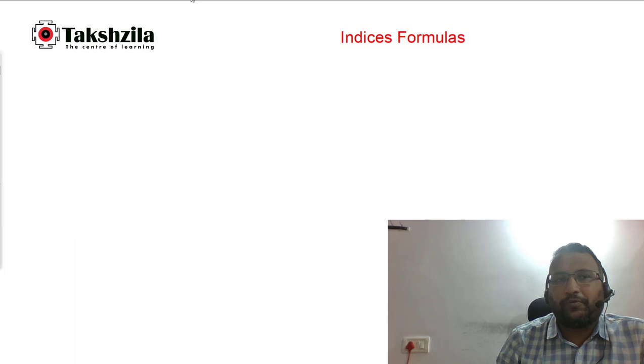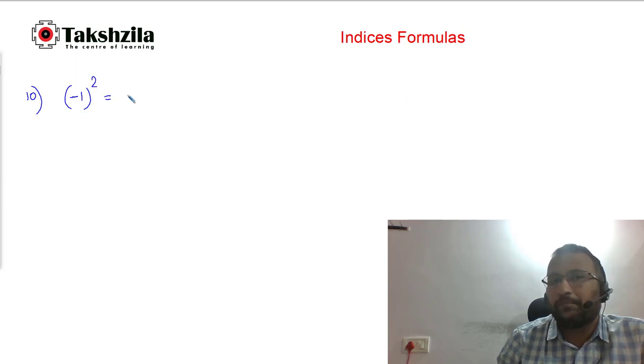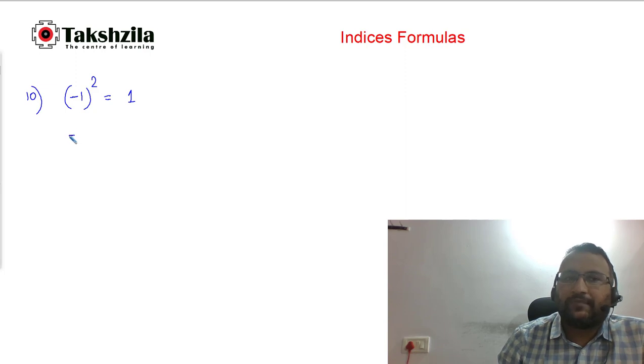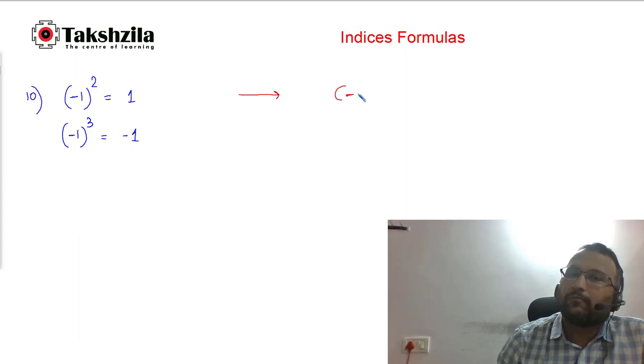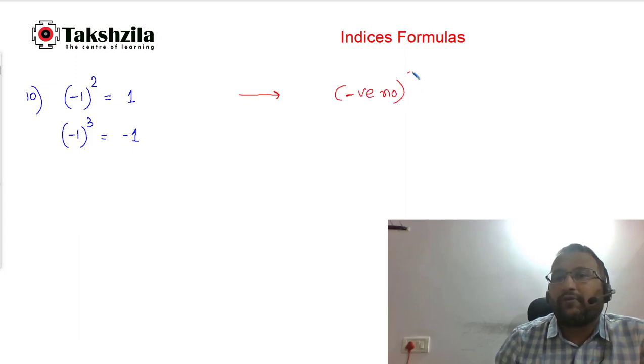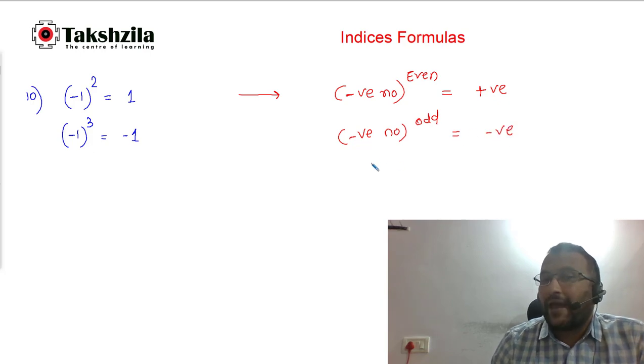After this, the 10th property is, look at, if it is (minus 1) to the power 2, the value of this is going to be plus 1. If it is (minus 1) to the power 3, the value of this is going to be minus 1. So over here, what we need to remember is a negative number to the power even number, the answer is always positive, whereas a negative number to the power odd number, the answer is always negative, provided the bracket is over here.